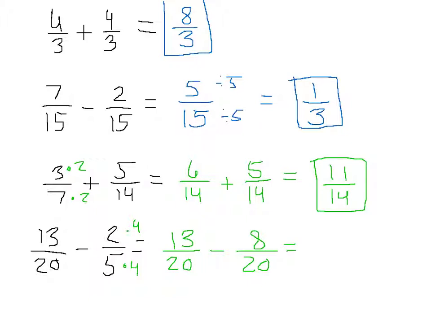Now I subtract. 13 minus 8 gives me 5 over 20, but just like before, just like up here, that can't be our final answer because we can simplify it more. And this is just a coincidence. We have the same GCF here as we do here. It's going to be 5. So we divide the top and bottom by 5. So our final answer ends up being 1/4.